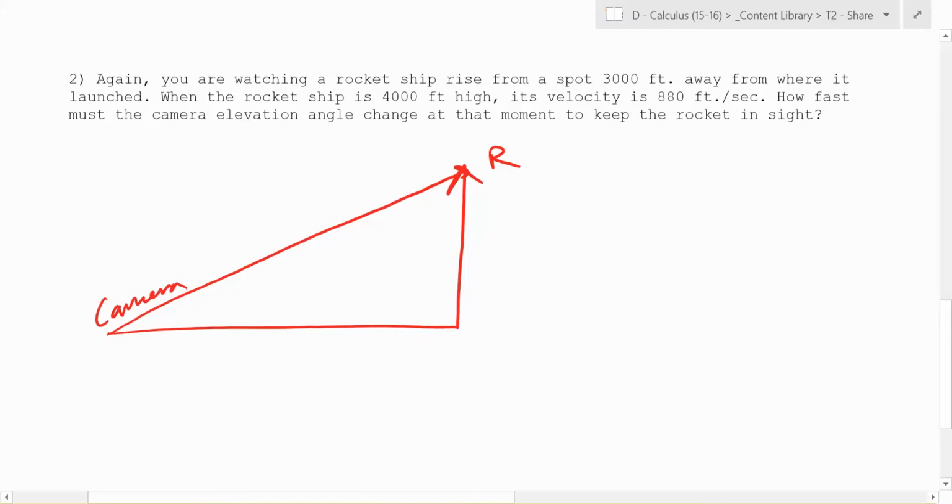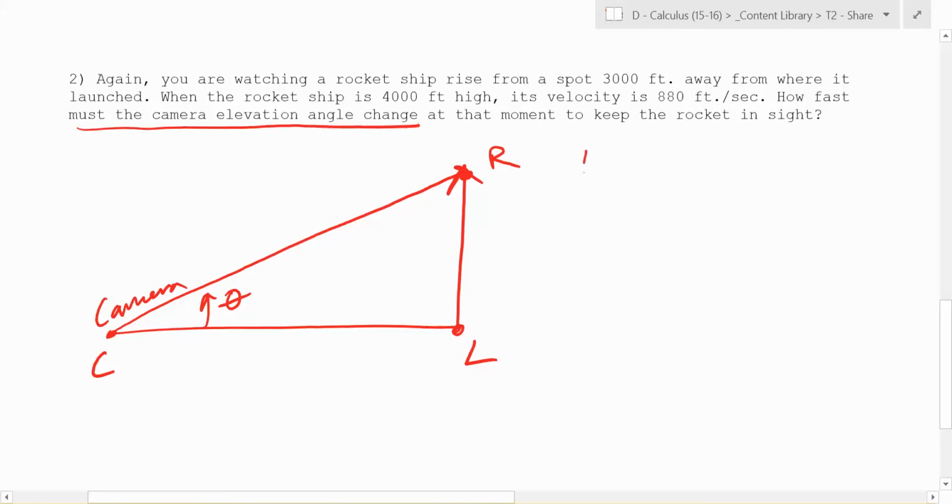Where's the elevation angle? Can someone tell me where the elevation angle is? Let's say this is point C, this is point R, and this is point L. Where's the elevation angle? Yes, Sarah. It's at C. This is the elevation angle. This question is asking you for how fast must the camera elevation angle change.